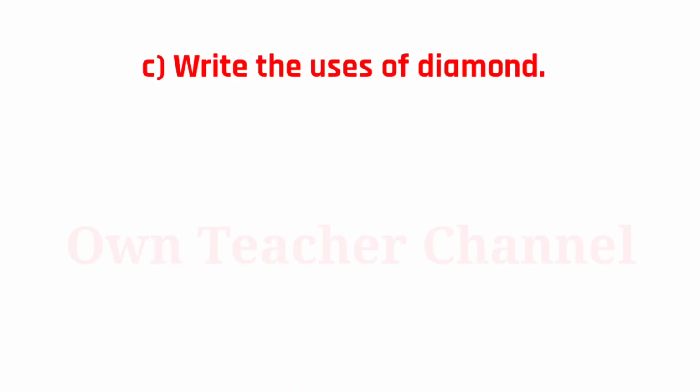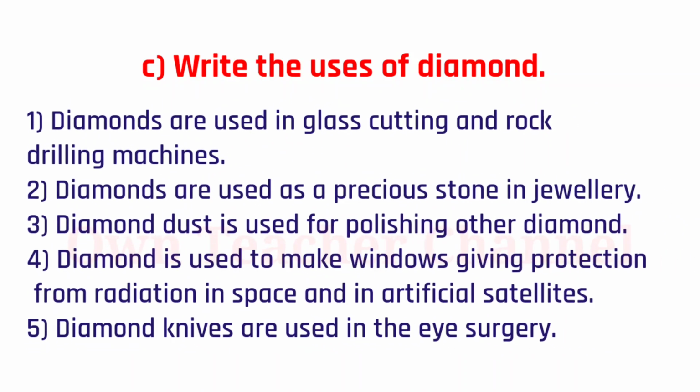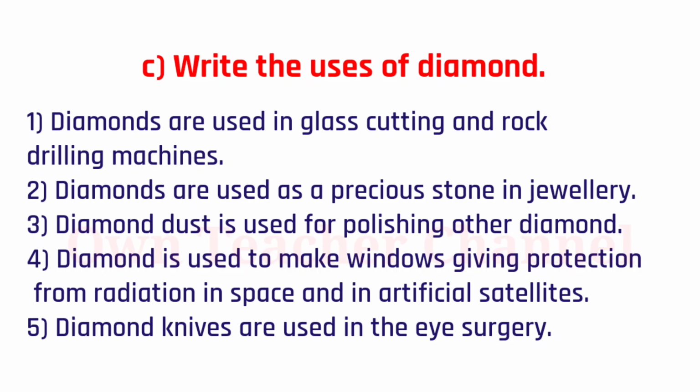C. Write the uses of diamond. 1. Diamonds are used in glass cutting and rock drilling machines. 2. Diamonds are used as a precious stone in jewelry. 3. Diamond dust is used for polishing other diamonds. 4. Diamond is used to make windows, giving protection from radiation in space and in artificial satellites. 5. Diamond knives are used in eye surgery.